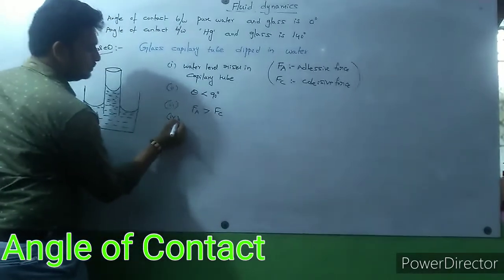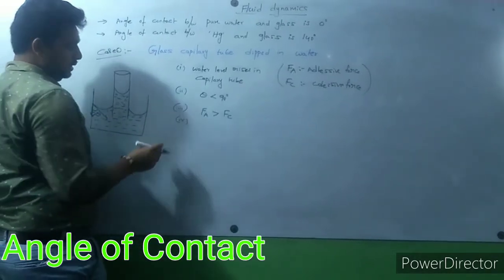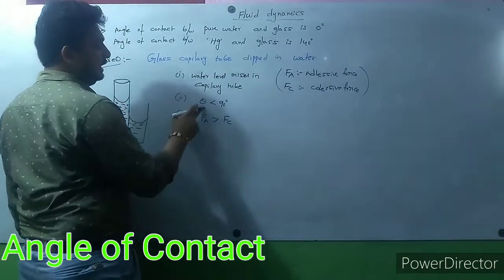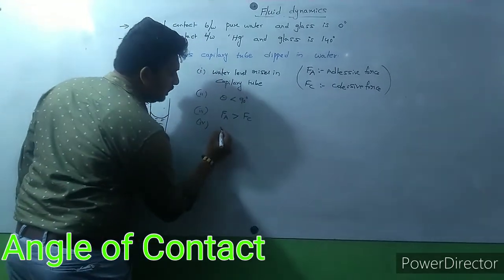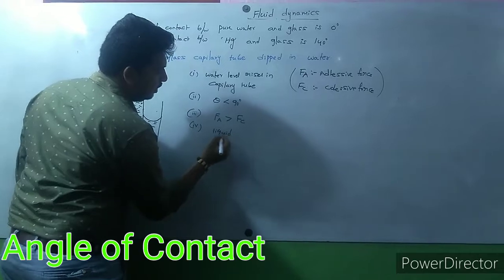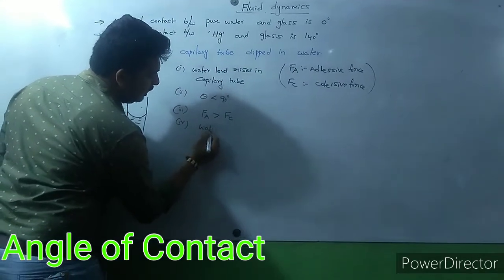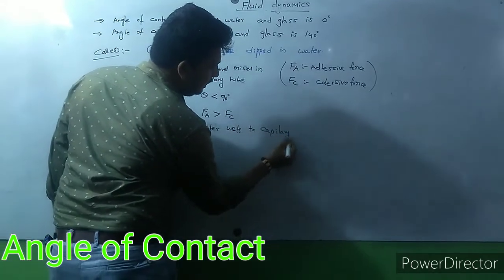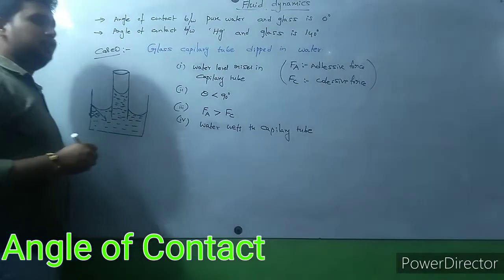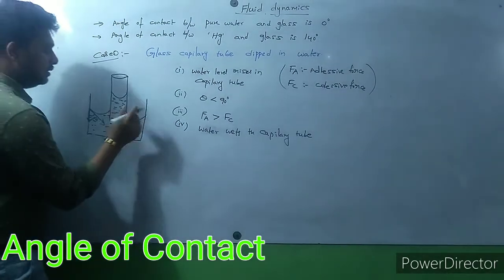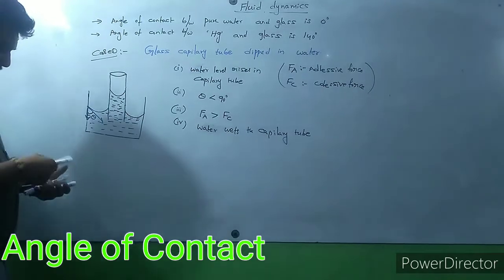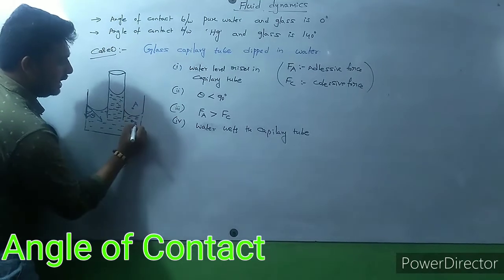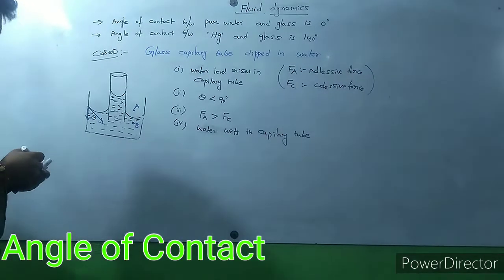Fourth, observe carefully. The water level rises in the capillary tube, theta is less than 90 degrees, and the liquid, which is water, wets the capillary tube. Okay, this is very important. Here I am taking 2 points, this is A and this is B.